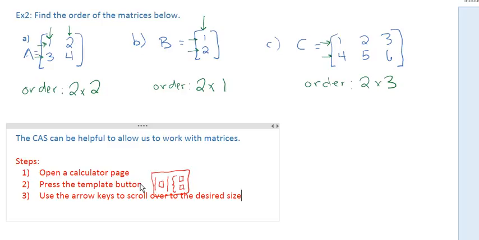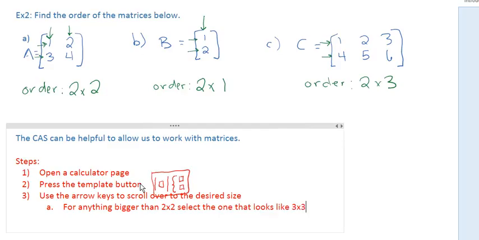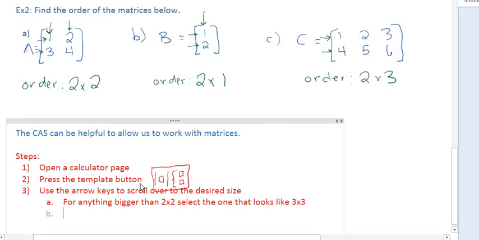So there are some default ones, 1x2, 2x1, 2x2, but once you get beyond just the basic ones, you do have to select basically the default one, and from there fill in your order. Okay. So for anything bigger than 2x2, select the one that looks like 3x3. So this one that looks like 3x3 is basically your anything other than the default ones you're given.